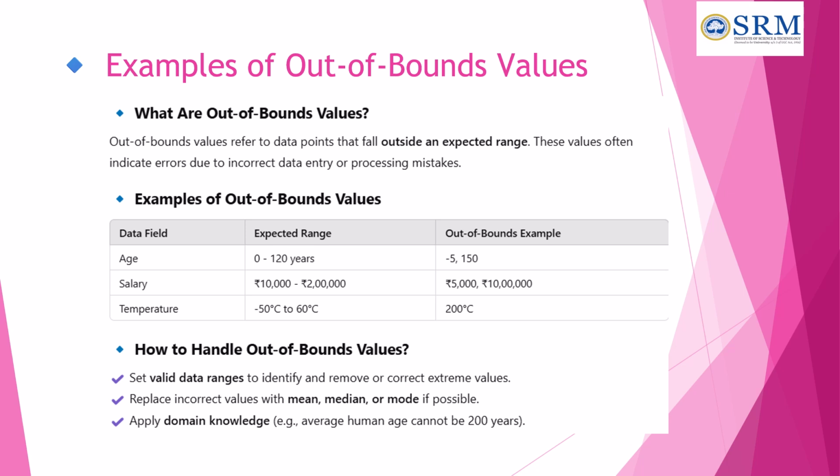To handle these errors, we can set valid ranges to automatically detect such values and then either remove or correct them. One common way to fix them is by replacing the incorrect value with the average, mean or median of the valid data. It is also important to use domain knowledge, like knowing that a person cannot be 200 years old, to decide what makes sense to fix or to remove.